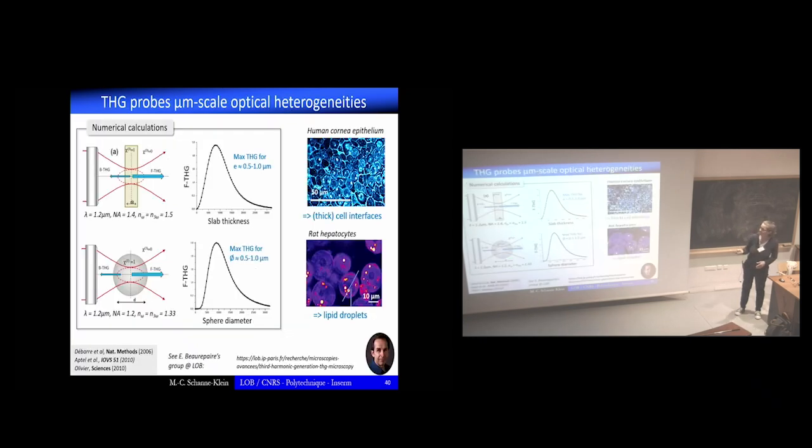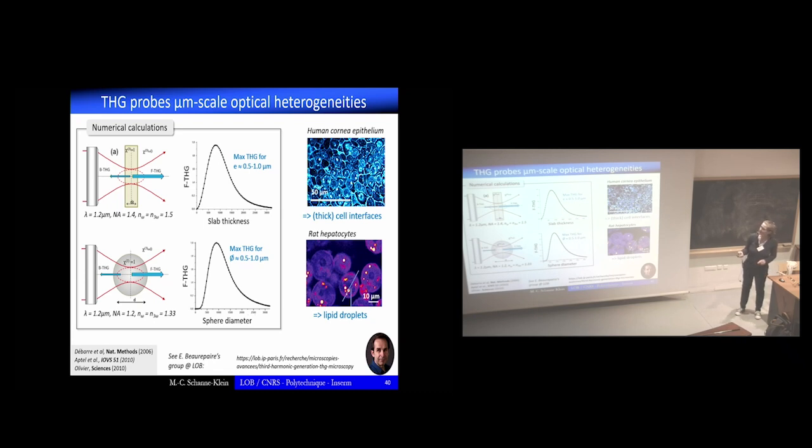So an example is here. If you have a slab, you have a maximum third harmonic generation for typical 1 micrometer, so it's the different cell interfaces. And here with beads, it's lipid droplets in rat hepatocytes. So that's the main work from Emmanuel Beaurepaire in my lab.